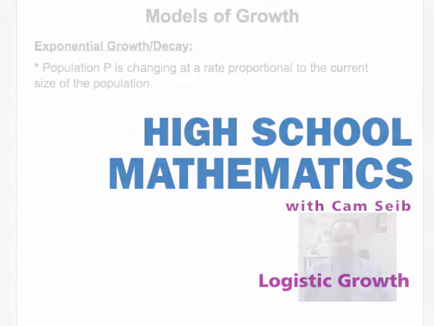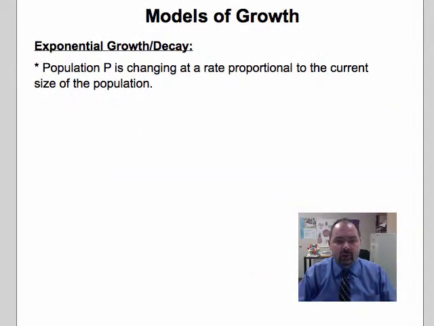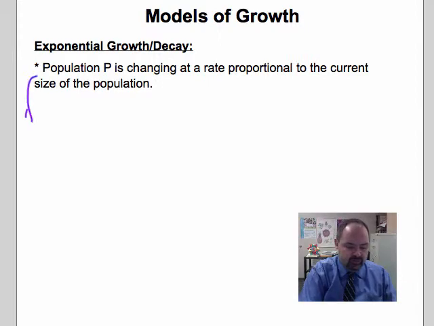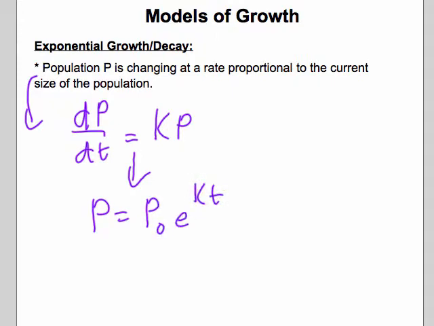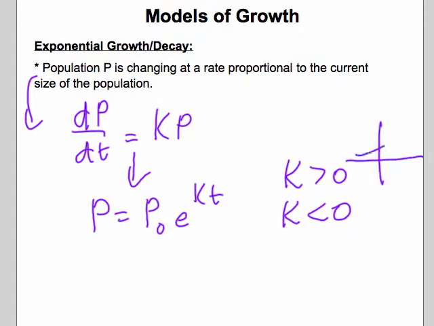In our study of differential equations so far, we've looked at one model of growth, and that's exponential growth, which is based on this assumption that the change in population is directly proportional to the population at a certain moment in time. And we know that if we solve that differential equation, we come up with this exponential function for exponential growth if k is positive and exponential decay if it's negative. Growth graph, decay graph.